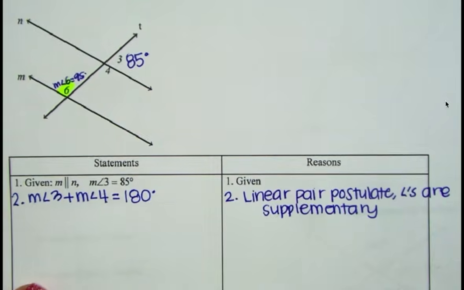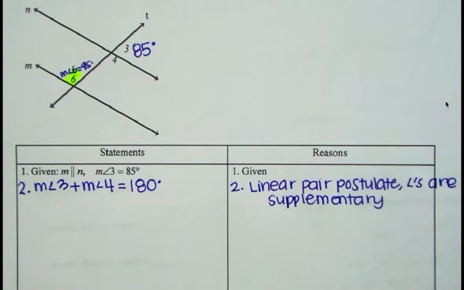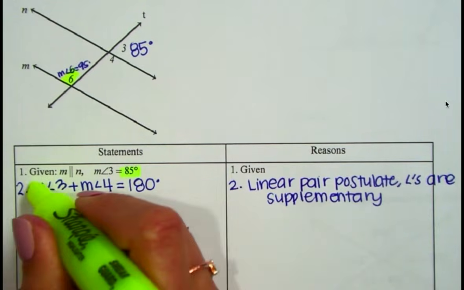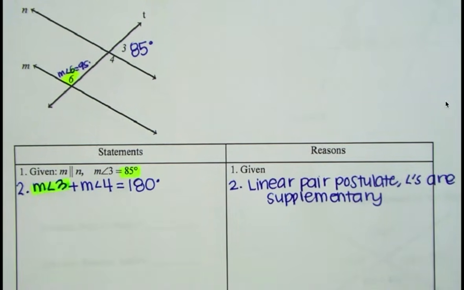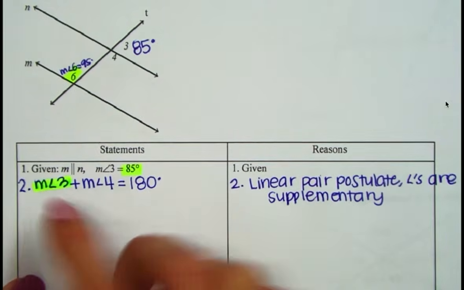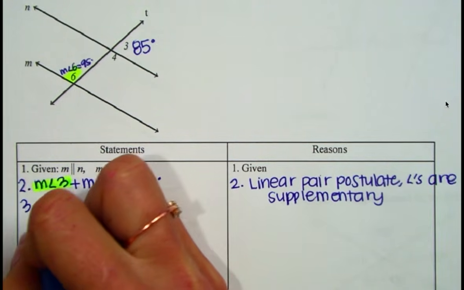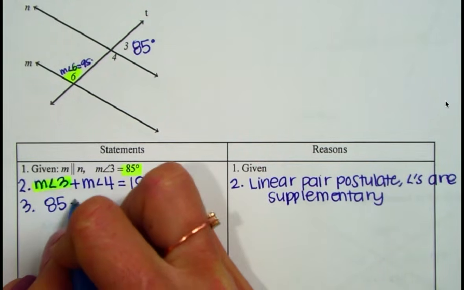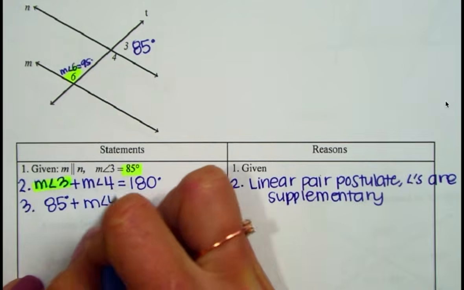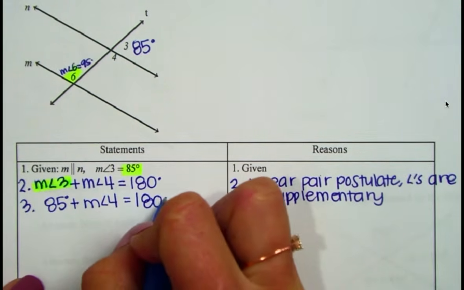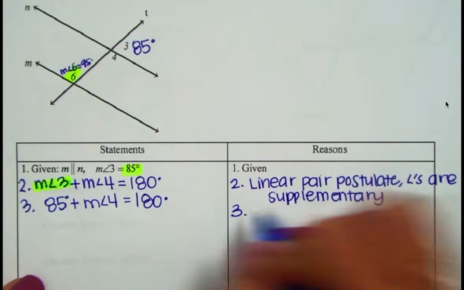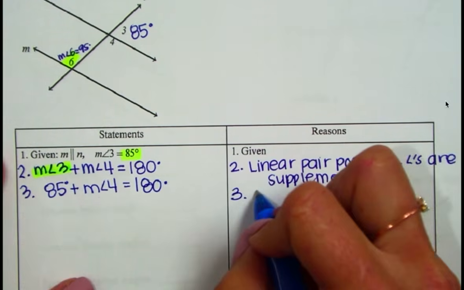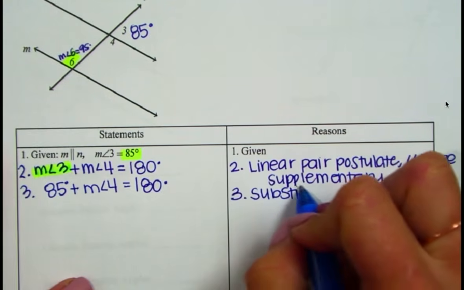Okay, so now that I have this equation, I know angle 3 is equal to 85 degrees. So right here for the measure of angle 3, I'm going to plug in or substitute in 85. So I'm replacing measure of angle 3 with 85, so I have 85 degrees plus the measure of angle 4 is equal to 180 degrees. My reason for getting this step, this statement, would be substitution.